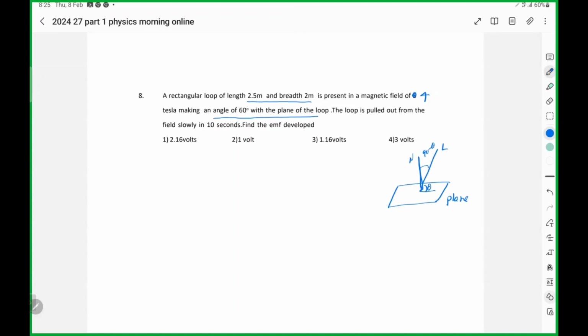Here you have a rectangular loop with dimensions 2.5 meters by 2 meters, present in a magnetic field making an angle of 60 degrees with the plane.